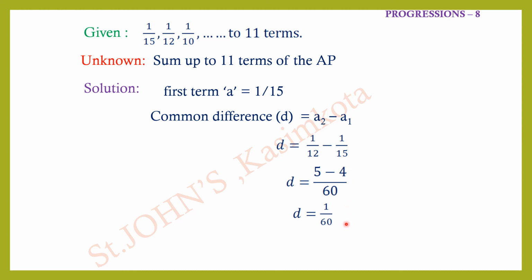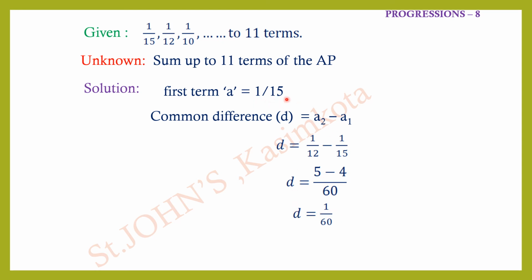First of all, you have to find the LCM of the denominators 12 and 15. The LCM is 60. In the 12 table, 60 is 5 times, 12 fives are 60, so 5 into 1 in the numerator is 5. In the 15 table, 60 is 4 times, 4 into 1 is 4. So 5 minus 4 we get 1, giving 1 by 60. This is the common difference d. So we know the first term a equals 1 by 15 and the common difference d equals 1 by 60.